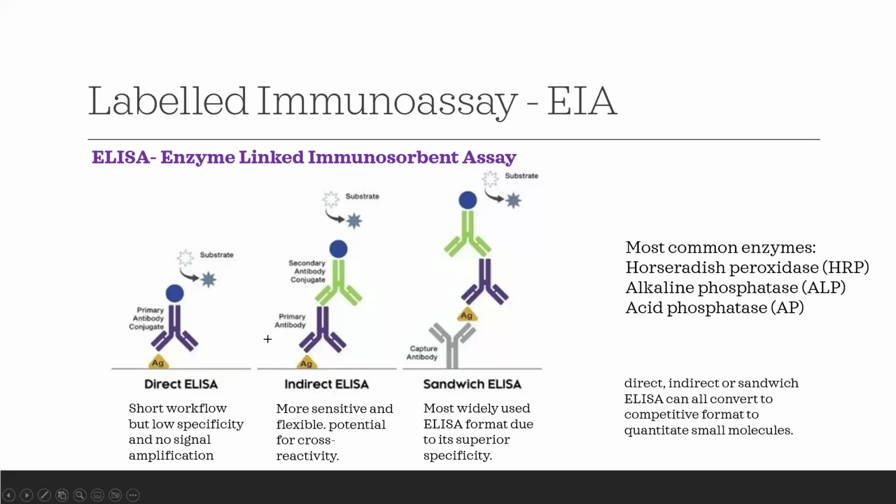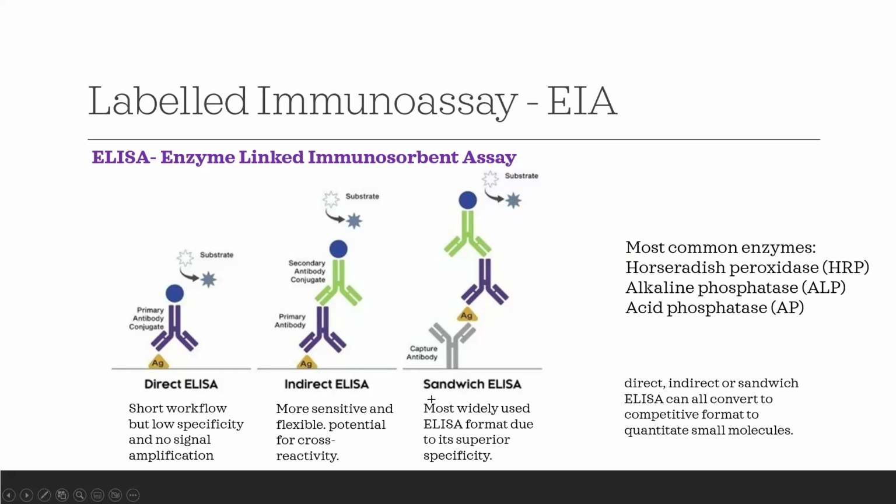As we know, not all antigens are able to find a primary antibody that has an enzyme conjugate on it. So the indirect ELISA is much more flexible, since we only conjugate the secondary antibody. But there's potential cross reactivity because we introduce two antibodies into this system. So potentially the secondary antibody is able to bind with the antigen as well.